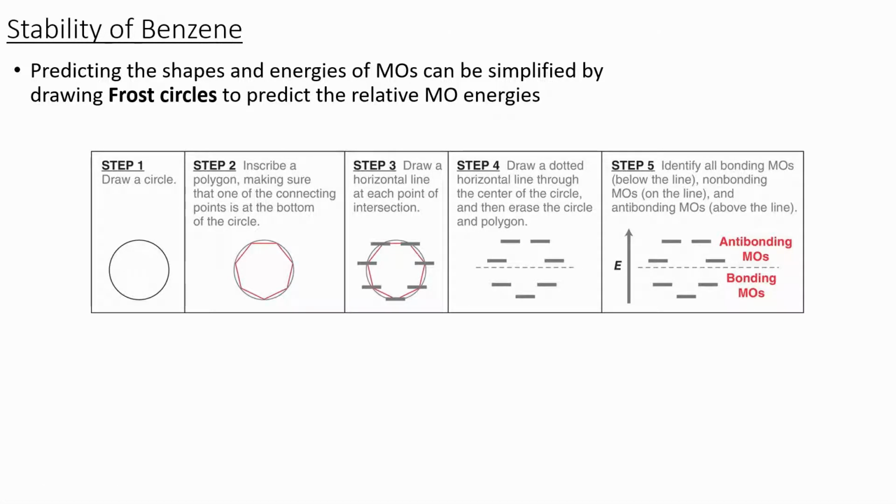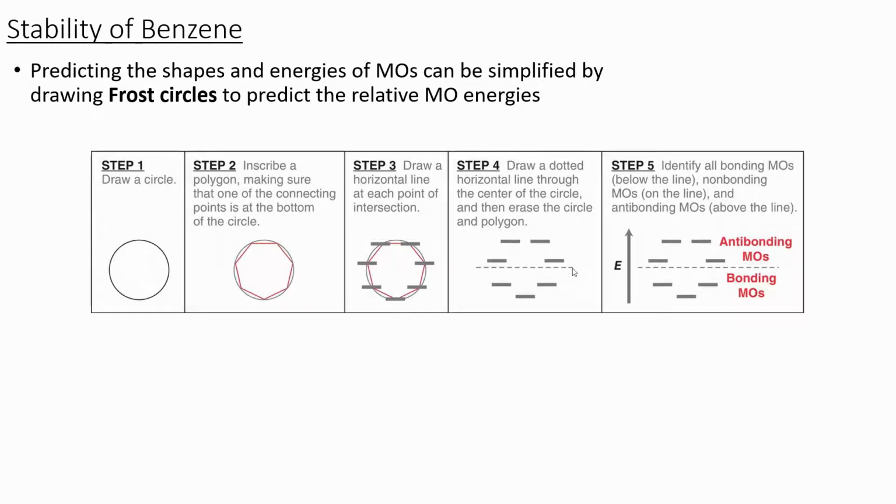We have a tool that we can use to make easier the identification of a compound's aromaticity, and these are called Frost circles. The first step of the Frost circle is to draw a circle, and then inside that circle we inscribe a polygon. The polygon should represent the shape of the ring that we're determining if it's aromatic or anti-aromatic. We want to make sure that at the bottom of the ring we have a connecting point.